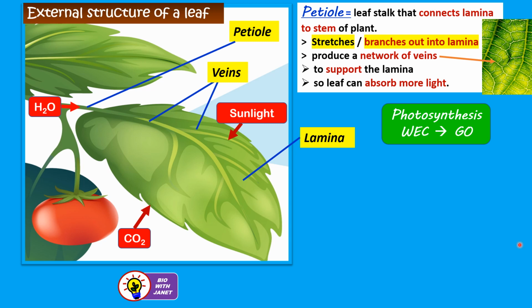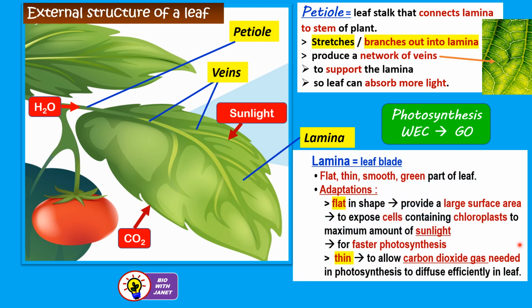Now let's look at the lamina. What are the adaptations of the lamina? Lamina is called the leaf blade. It is the flat, thin, smooth green part of the leaf. Now what are the adaptations? If you look at the shape, it looks like a piece of paper, right? It is flat in shape to provide a large surface area to expose the cells inside the leaf, and these cells contain chloroplasts, to the maximum amount of sunlight that comes from the top. So the bigger the surface area, the more sunlight is absorbed by the leaf, for faster photosynthesis.